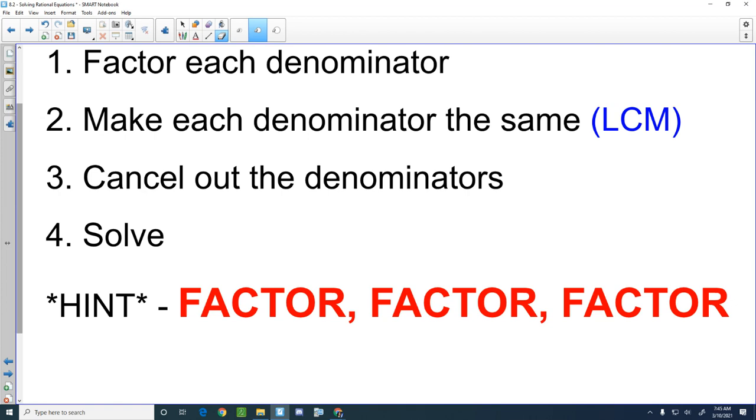And it's just going to be a regular equation then. We can just solve it. But the big thing here, and I've been stressing this a lot this unit, is to factor, factor, factor. That should always be your first step for every one of these problems. Factor everything you can. Break it down as much as you can. Factor, factor, factor.